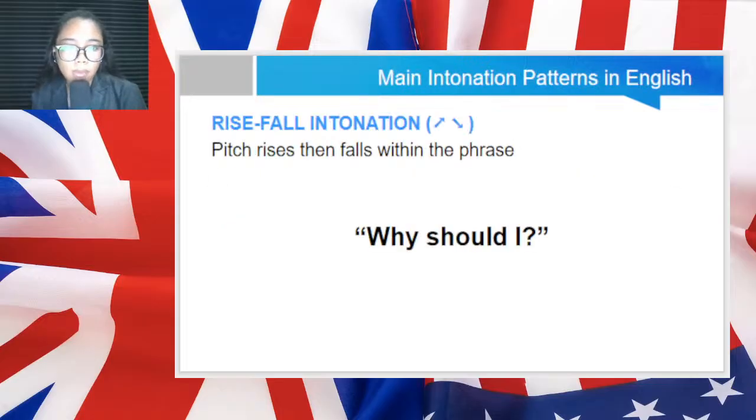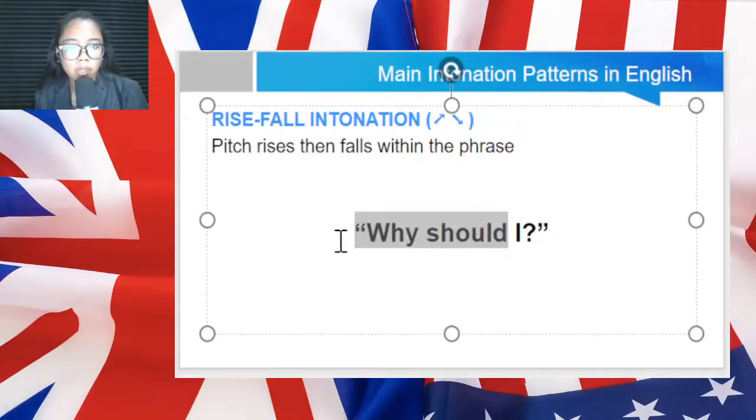"Why should I?" Here's how the rise fall works in this specific example. The rise fall intonation is typically placed on the word or words that carry the most emphasis or feeling in the phrase. In this example, the whole phrase "Why should I" carries a strong emotion, and the rise fall would likely be prominent on "I." So we're going to focus on the word "I."